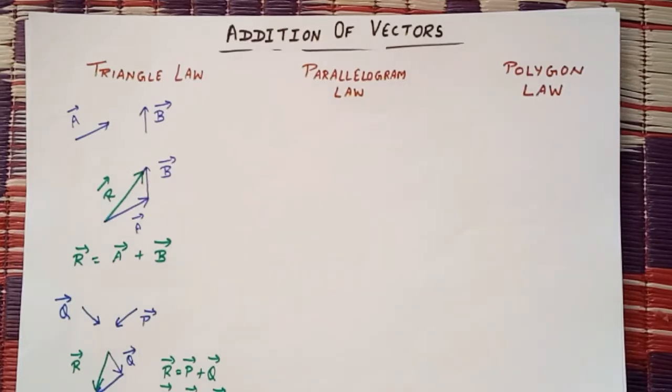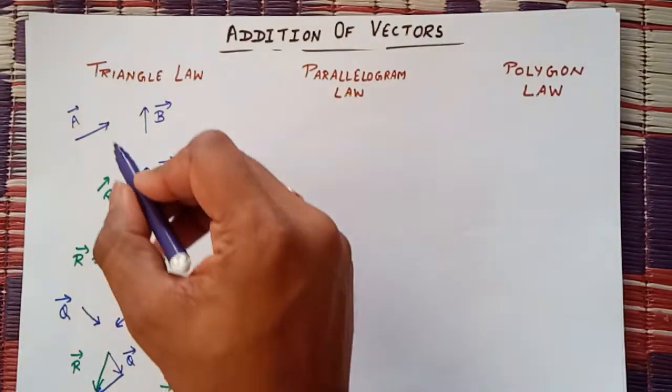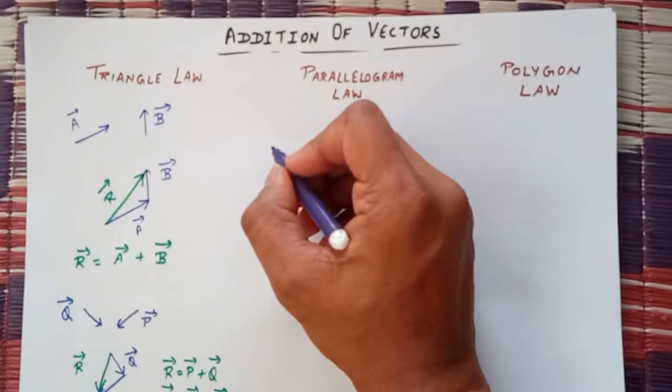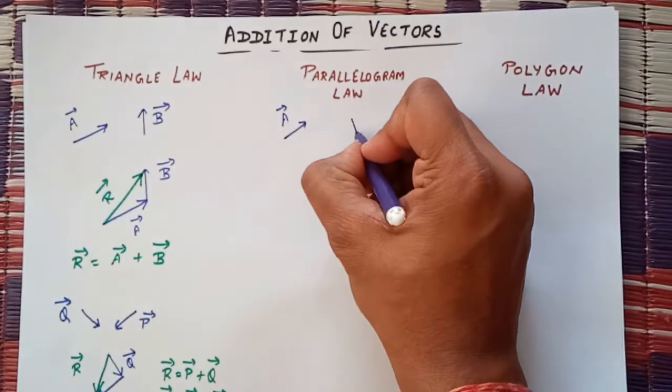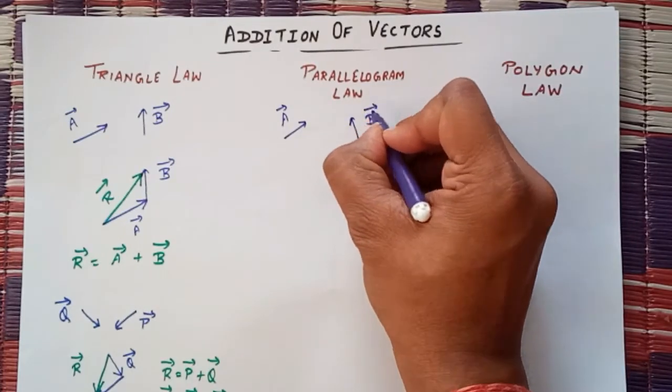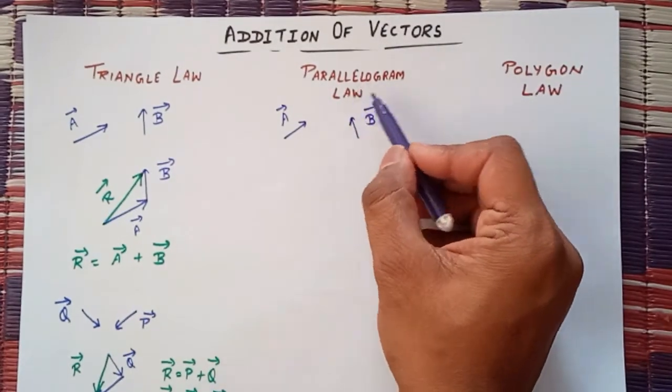Now second law is parallelogram law. According to this law, if two vectors can be represented by two adjacent sides of the parallelogram such that their starting point is common, then their resultant will be the diagonal starting from that point. So let's take this example once again. If this is A vector and this one is B vector, and I want to add them by using the parallelogram law.